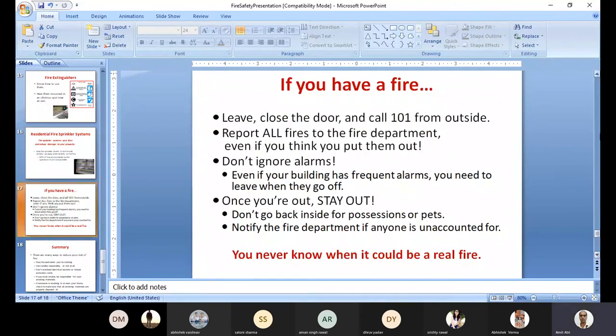Now what should every common man, resident, or inhabitant of the building do? First of all, in case of a fire, just leave the building. Call the number for the ambulance, then report it to the fire department. Don't ignore the alarms. As the fire alarms start, leave the building.